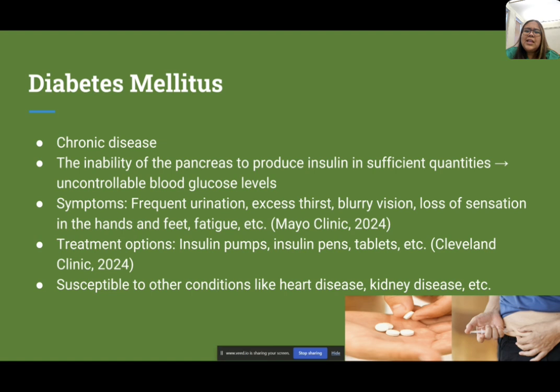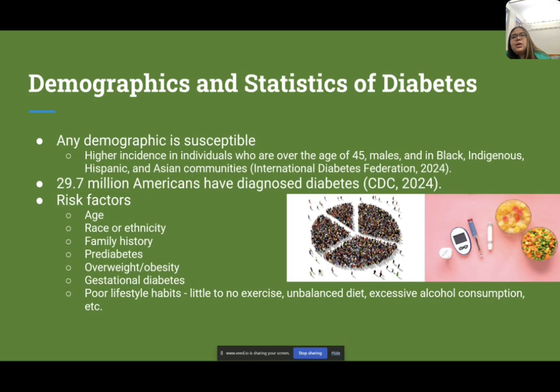It's important to also note that it's almost like a gateway disease that could lead to other conditions like heart disease, kidney disease, and cancer. So it's very important to have a good treatment team right behind you to support you in case you are at risk of diabetes or trying to prevent it from happening.